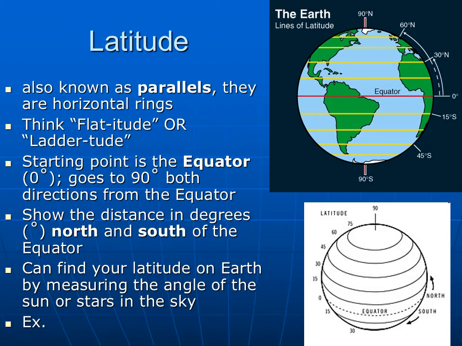Latitude, also known as parallels, are horizontal rings. You can think flatitude or latitude to help you remember. The starting point for measuring latitude is the equator, and that is 0 degrees, and it goes to 90 degrees both directions from the equator, and we'll explain this more when we start plotting latitude and longitude. You show the distance of north or south of the equator in degrees, and you can find your latitude on Earth actually by measuring the angle of the sun or stars in the sky.